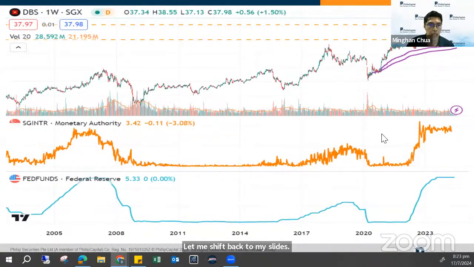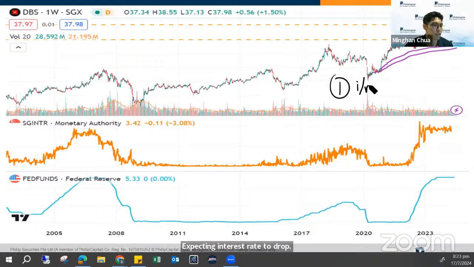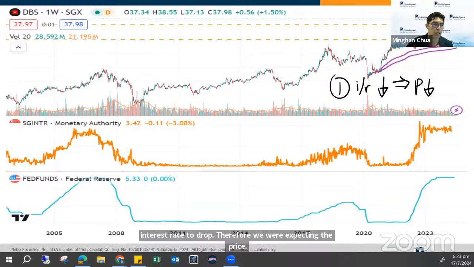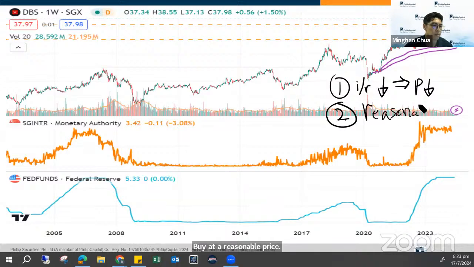Firstly, I just want to remind you guys that just now we talked about expecting interest rate to drop. Therefore, we are expecting the price to come back down. That's the reason why we don't want to buy now. And secondly, we are also expecting not to buy at the high. So we want to buy at a reasonable price.